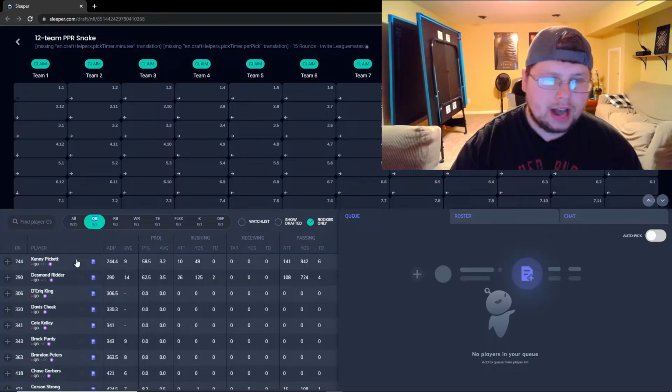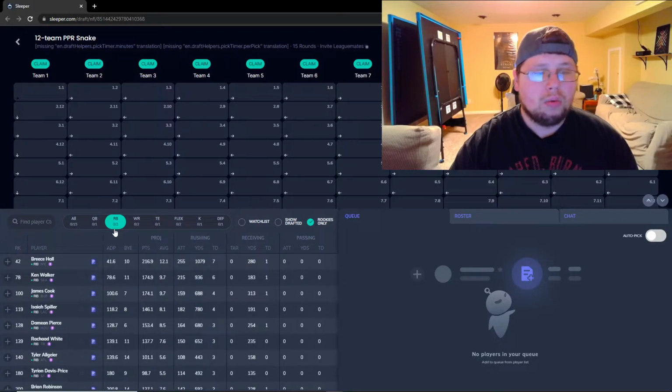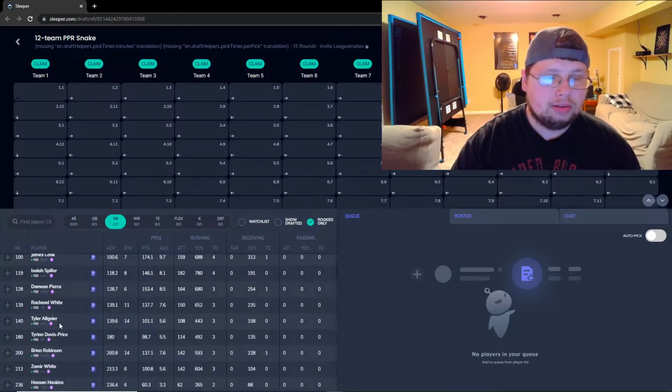So quarterback, Kenny Pickett's the only person, and I'm not drafting Kenny Pickett. I don't recommend drafting Kenny Pickett. Just let him stay on the waivers until something happens. I don't think there's any quarterback worth taking. Running backs, it comes down to quite a few names for me, honestly.